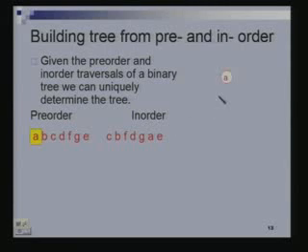So A is the root, I know that. So let me put down a note for the root, and I'll search for A in the in-order traversal. Now what do I know? I know that E is the right subtree. So this is the in-order traversal of the right subtree, and this is the in-order traversal of the left subtree of A. The green is the in-order traversal of the right subtree, and the blue is the in-order traversal of the left subtree.